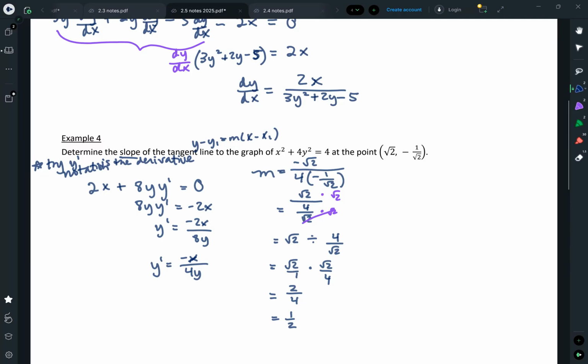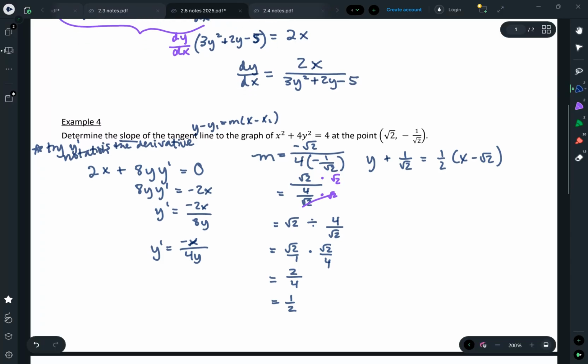All right, now that I have my slope, I need to write my equation for my tangent line. So let's see, I've got my x1, y1, I've got my m, I'm ready to go. So y minus my y1, so that's going to be y plus 1 over root 2 equals 1/2 times x minus root 2.